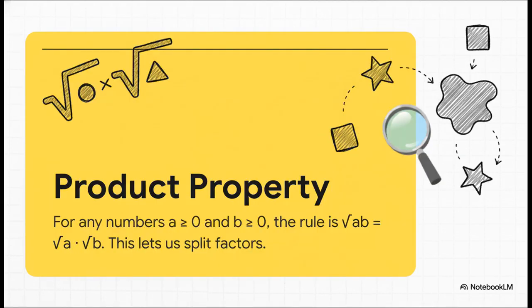Now, the reason this whole pairing up trick works is because of a really important rule in math called the product property. It basically says you can split the square root of a product into a product of square roots. So think about the square root of 12. That's the same as the square root of 4 times 3. This property lets us split it into the square root of 4 times the square root of 3. And since we know the square root of 4 is just 2, the whole thing simplifies down to 2 root 3. See? That's the why behind our method.